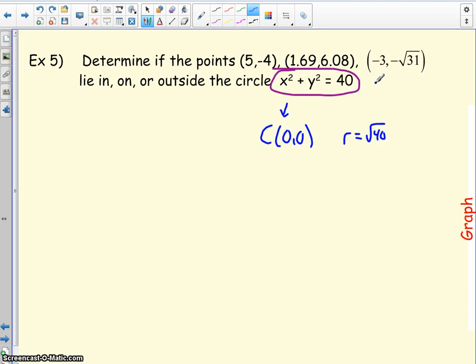So that would be one way. That can take a little while though to calculate all those distance formulas. So while that certainly does work, there might be a faster way. One thing you can do is a little bit of a check inside the circle here.